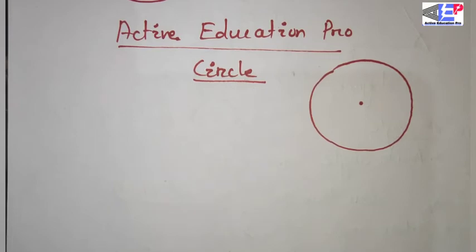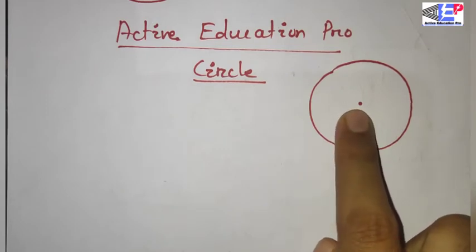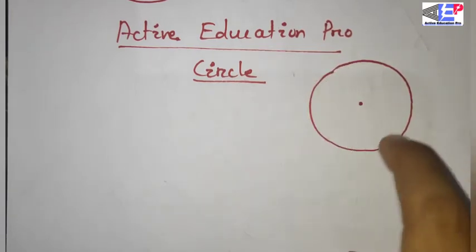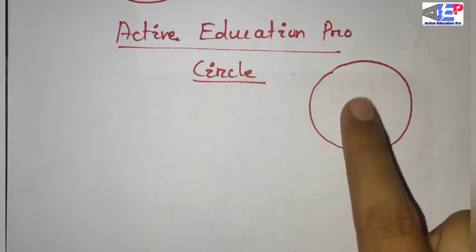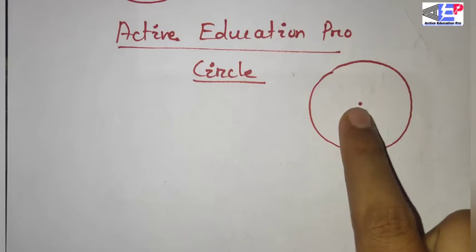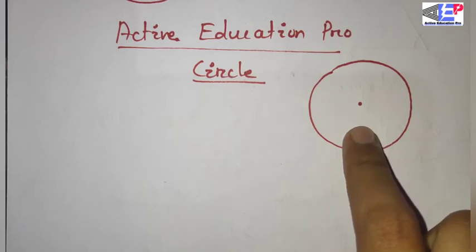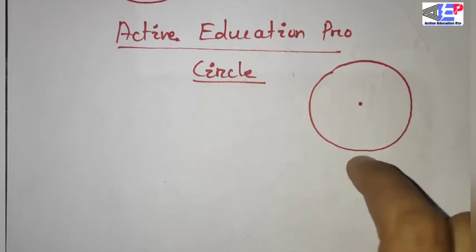So first, what is a circle? From a certain point, we draw a circle. First of all, we need a center. This is the center of this circle. And to draw a circle, there is a device in our geometry box. This is the compass. By the help of a compass and pencil, we draw a circle.